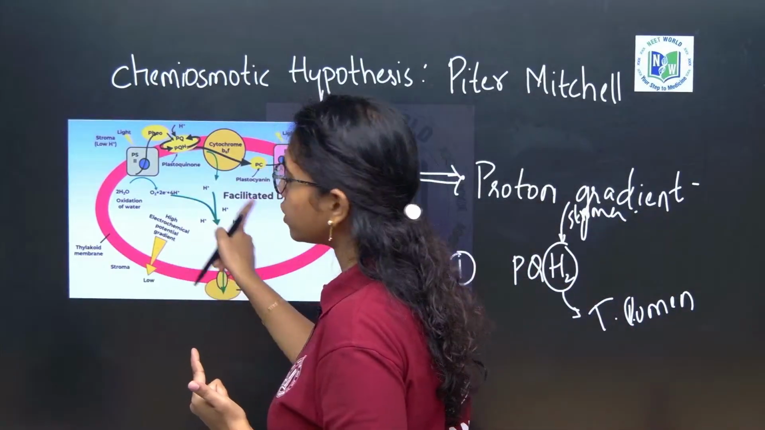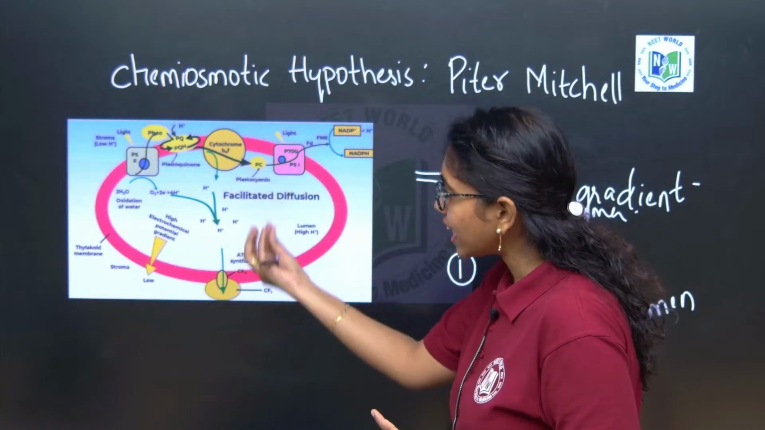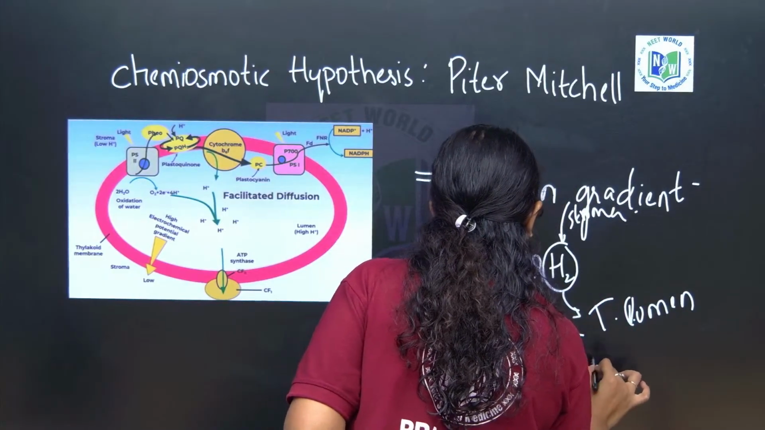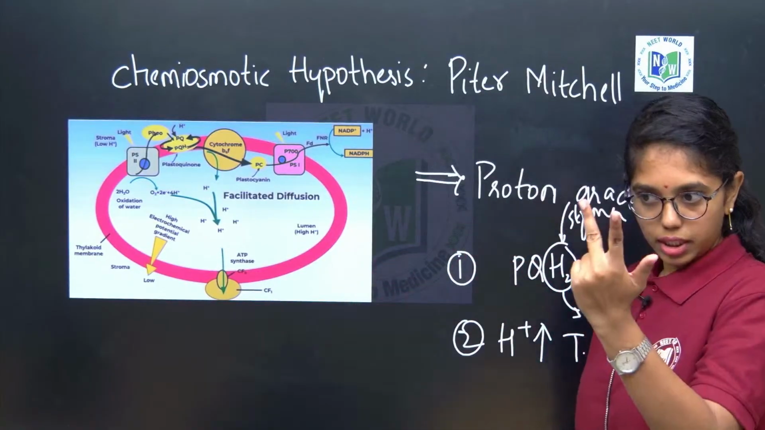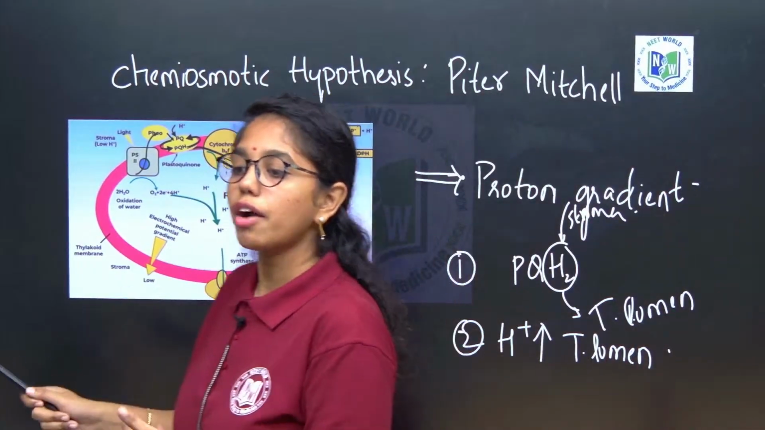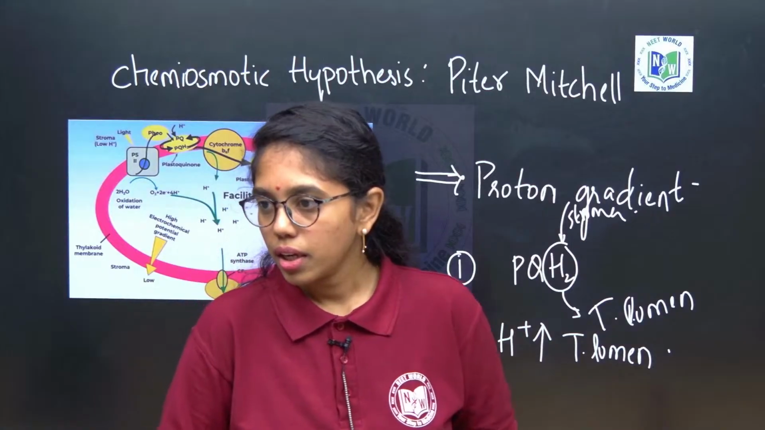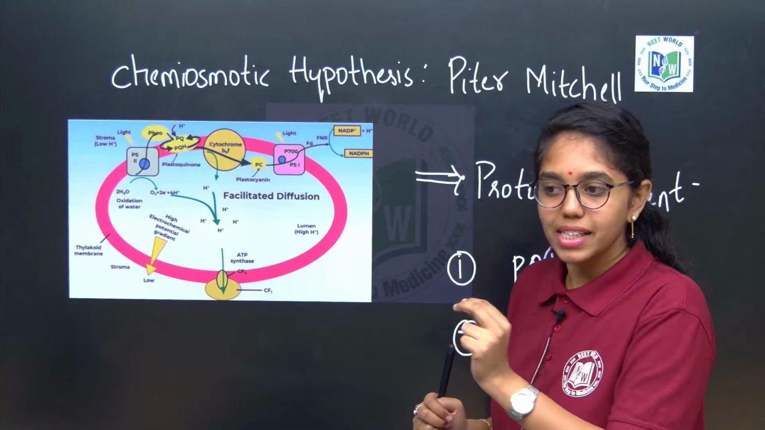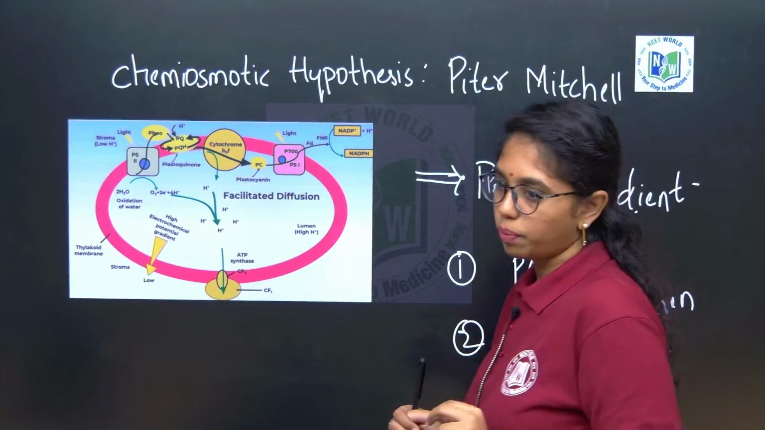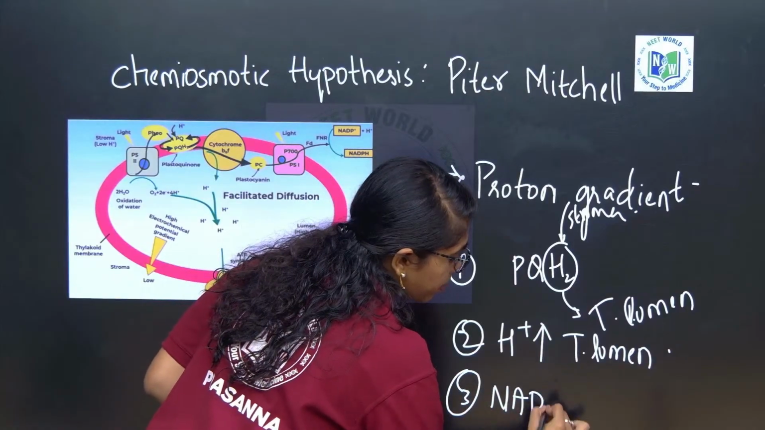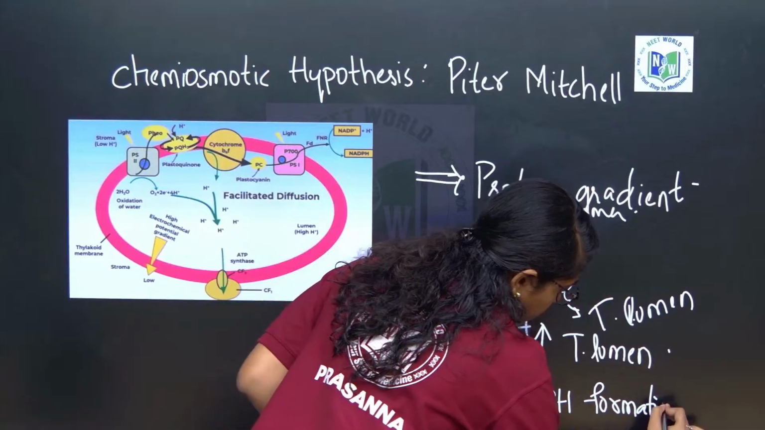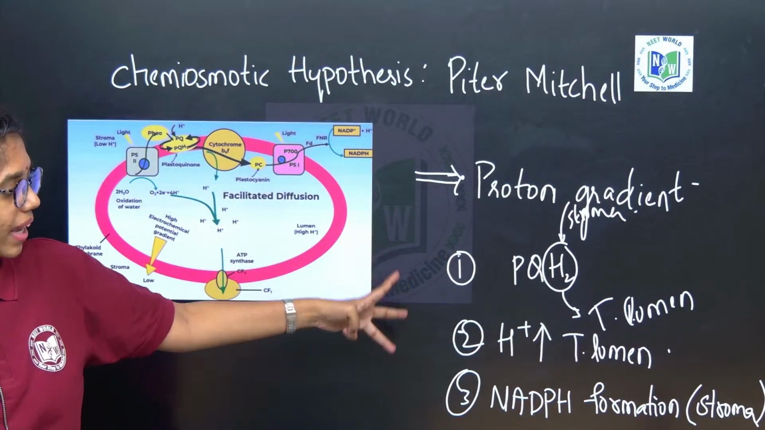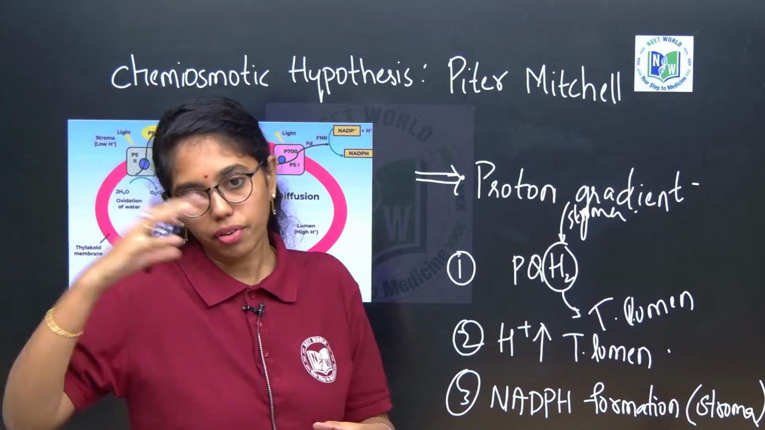Like that, proton reduction happened in the stroma. The second point is photolysis of water. Because of photolysis of water, protons increased in which side? The thylakoid lumen. Third point: what is the final electron acceptor of non-cyclic photophosphorylation? NADP plus, that we all know. This NADP plus is getting reduced to NADPH plus H plus. There also proton reduction is happening in the stroma. Third is NADPH formation. Where? Inside the stroma. So because of these 3 main reasons, the proton gradient is started from stroma to lumen.